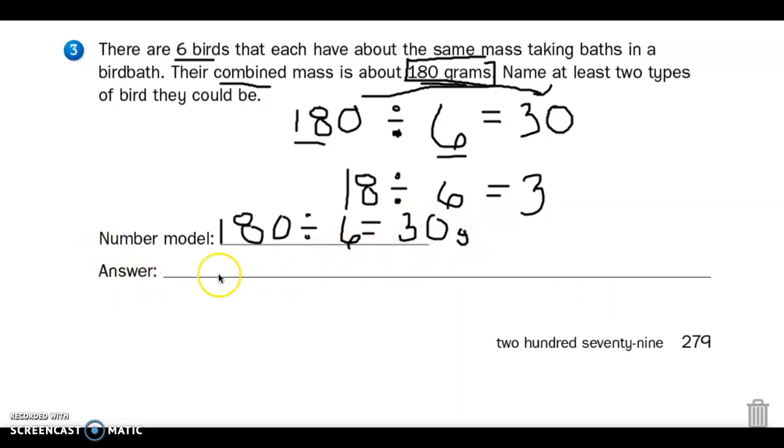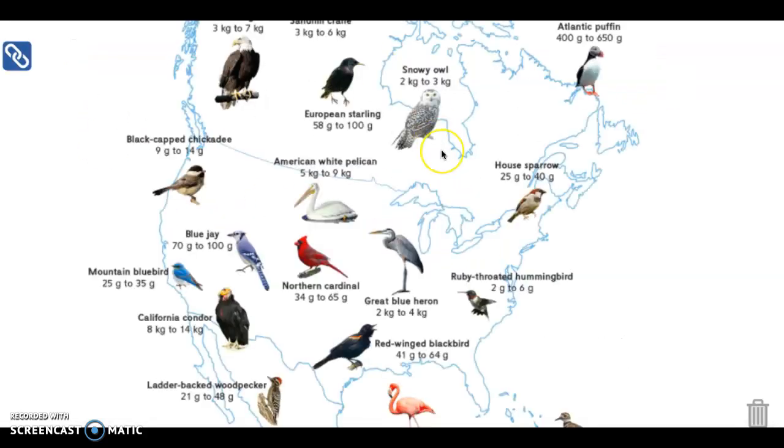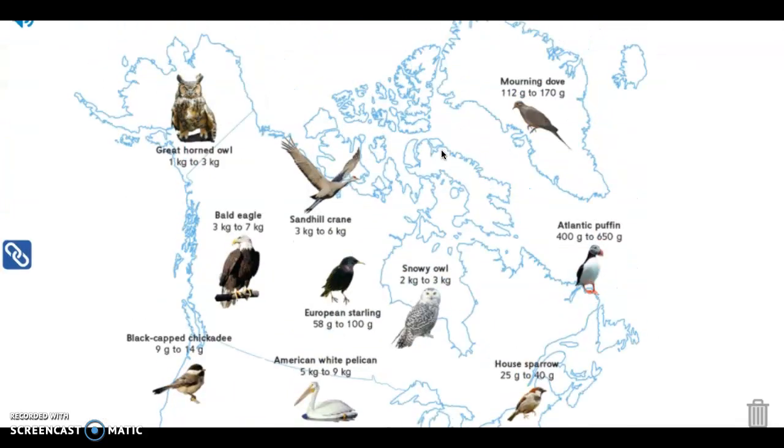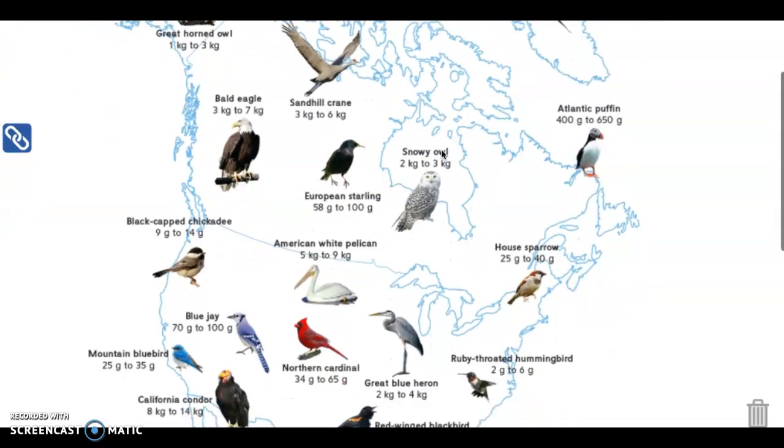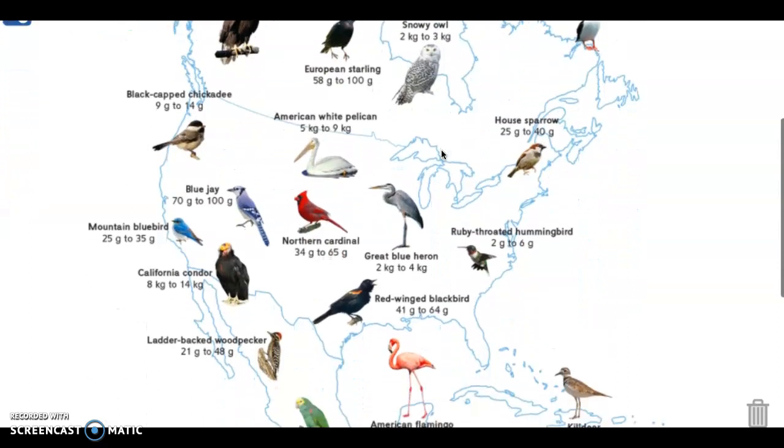So now it's asking for an answer. Does it want me to put 30 grams? No, it does not. What does it want me to do? Oh, it says name at least 2 types of birds they could be. At least means you need 2. Could you do more? Of course, but you need at least 2 types of birds they could be. So 30 grams. Looking back at my birds, that means there's 2 or more birds this could be. So I want you to find as many as you can, but at least 2.